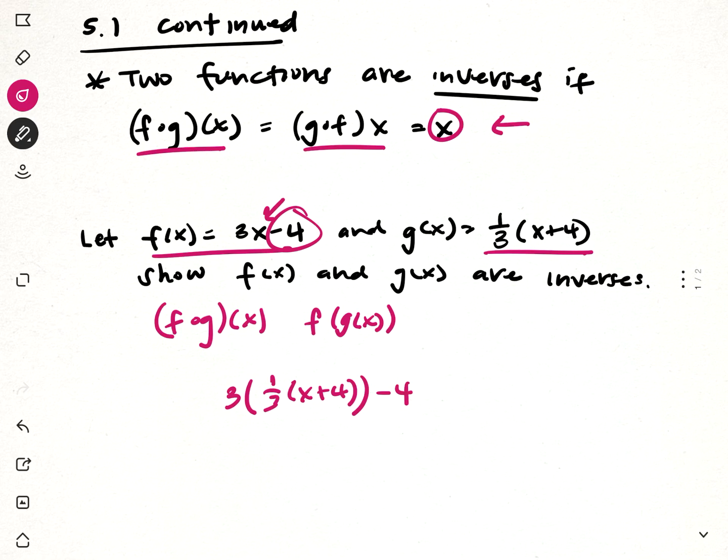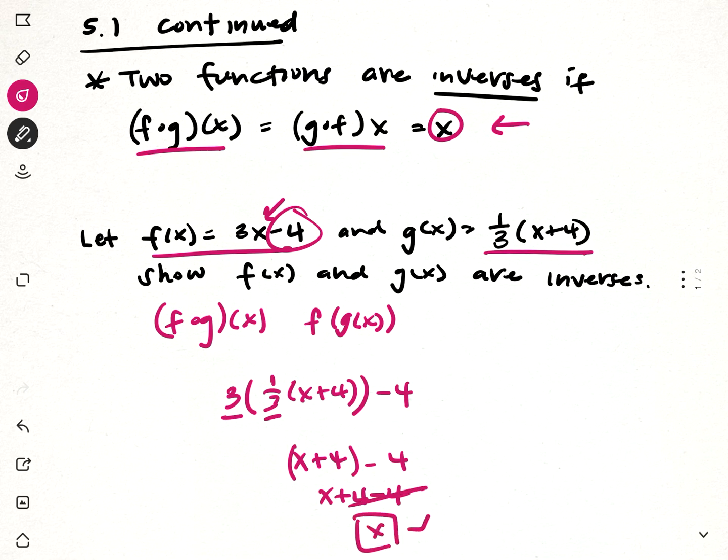Okay, so what we're trying to do is show this is going to come out to just x. So let's just do things as we can right now. 3 times 1/3 is 1, right? So if we have a 1 outside, we don't need the parentheses. So we have x plus 4 minus 4. And there's no multiplication outside here either, so we can just say this is x plus 4 minus 4. 4 minus 4 is 0, and we end up with x.